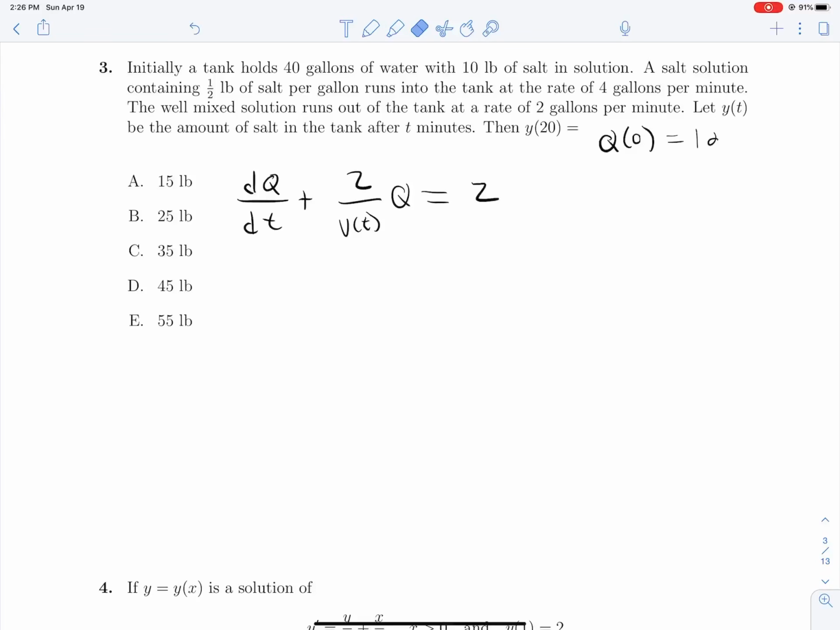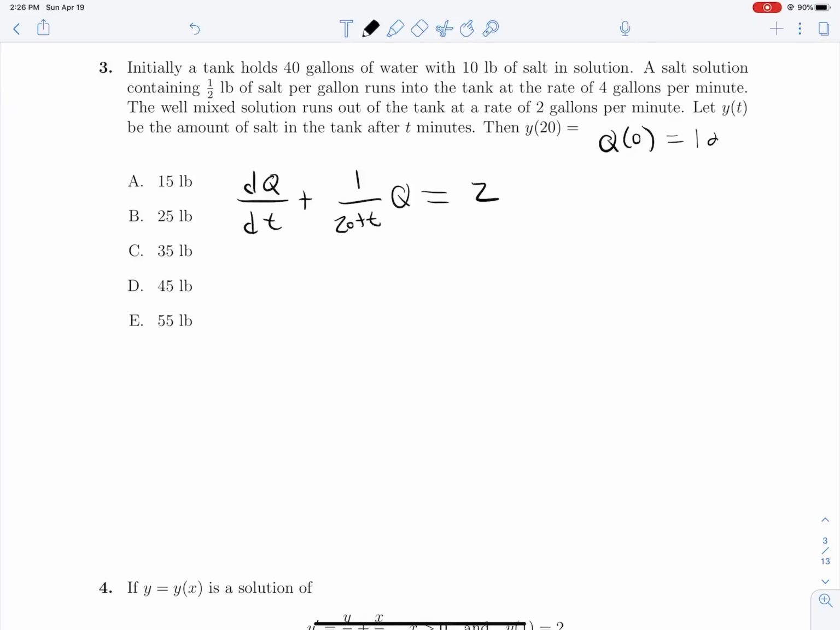And since we start with 40 gallons of water, water is flowing in at a rate of 4 gallons per minute and out at a rate of 2 gallons per minute. We will gain 2 gallons for every minute, or unit of time t, that passes. So we can simplify things a little bit. This can be 1 over 20 plus t, and then we can apply the method of integrating factor. This is our q of t.